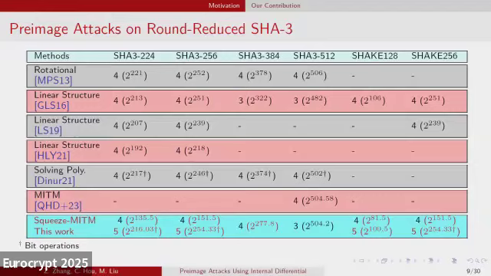The table summarizes some results of pre-image attacks. The last row shows our analysis. The major contribution is that we use the squeeze meet-in-the-middle attack to propose pre-image attacks on up to 5 rounds of 6 SHA-3 versions. In particular, pre-image attacks on 5-round SHA-3 224, 256, and SHAKE 128, and SHAKE 256.